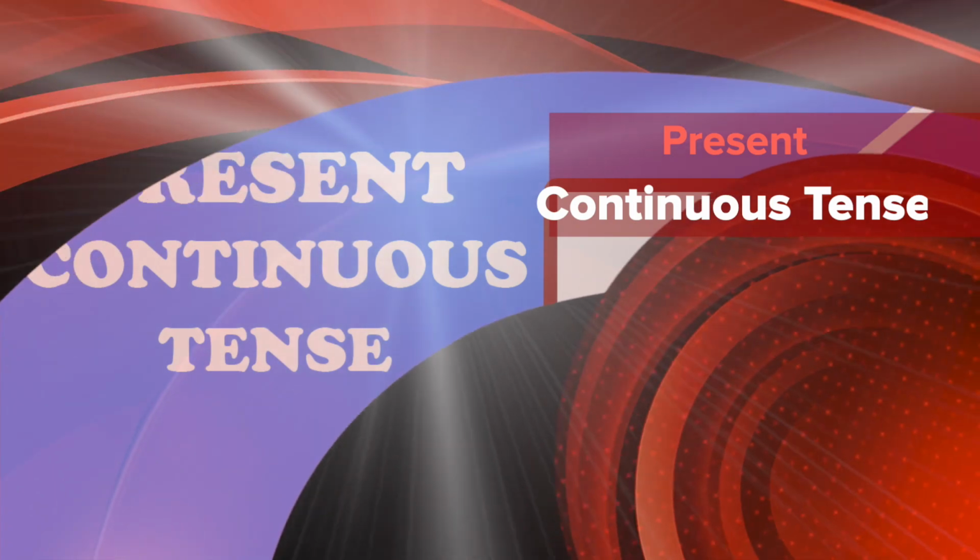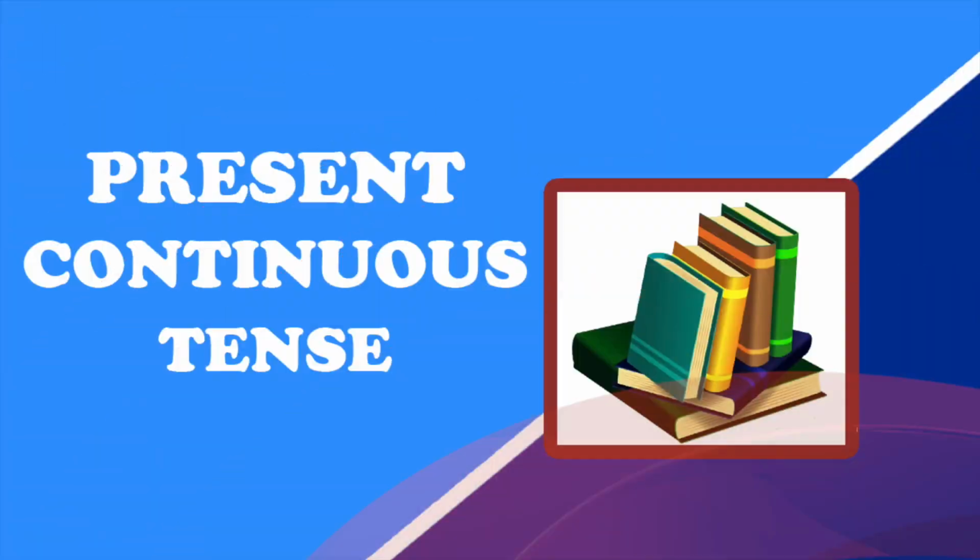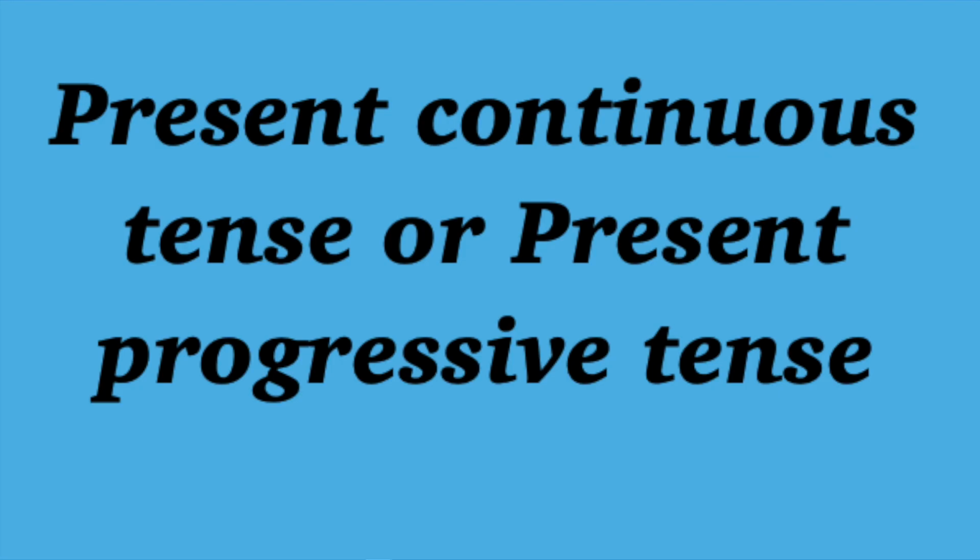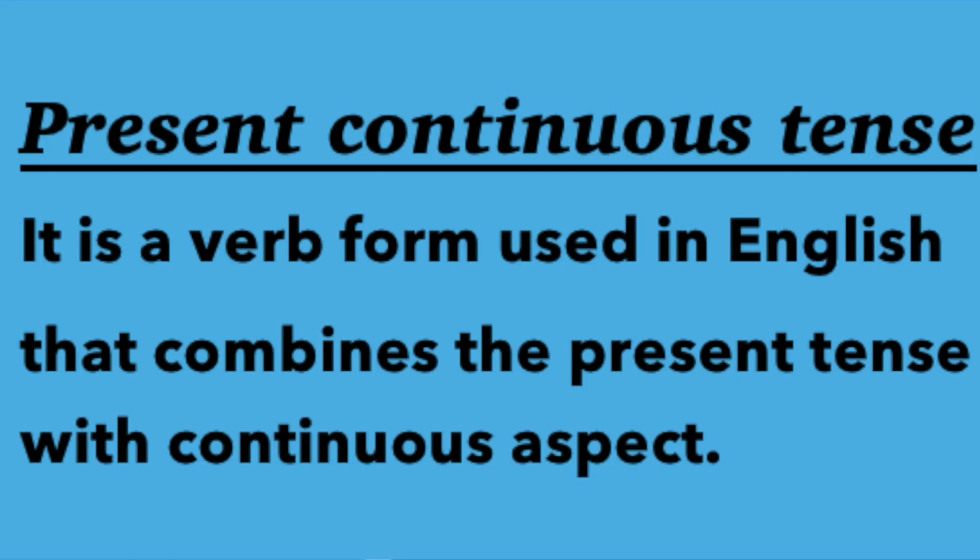Today, let's learn present continuous tense. The present continuous tense is also called the present progressive tense. It is a verb form used in modern English that combines the present tense with the continuous aspect. Approximately 5% of verbs in spoken English are taken in present continuous form.